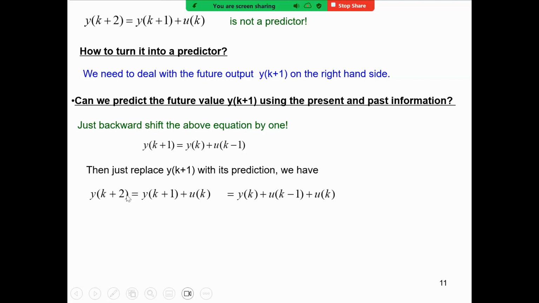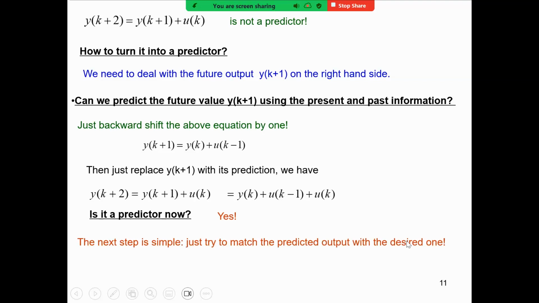Now we check this one. This one is the output two steps ahead. This one, the current output, the current input and the past input, all the signals are available, right? Therefore, do we have a predictor now? We do. Once we have a predictor, we try to solve the problem. How do we match the desired output? Here, we will replace YK plus two by RK plus two, the future desired output. I want to make this happen, and now I want to find out what is the input I should apply at present. So easily, you can compute the input by this equation.